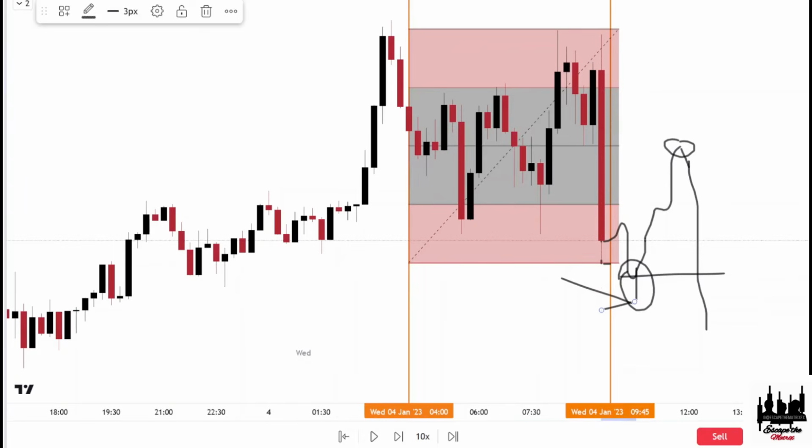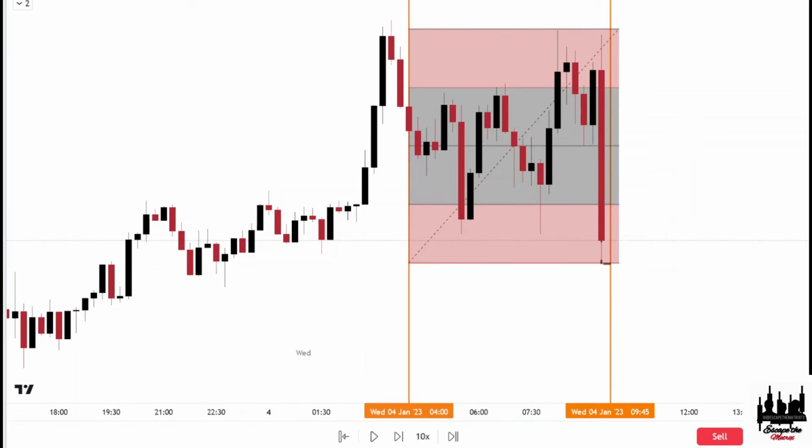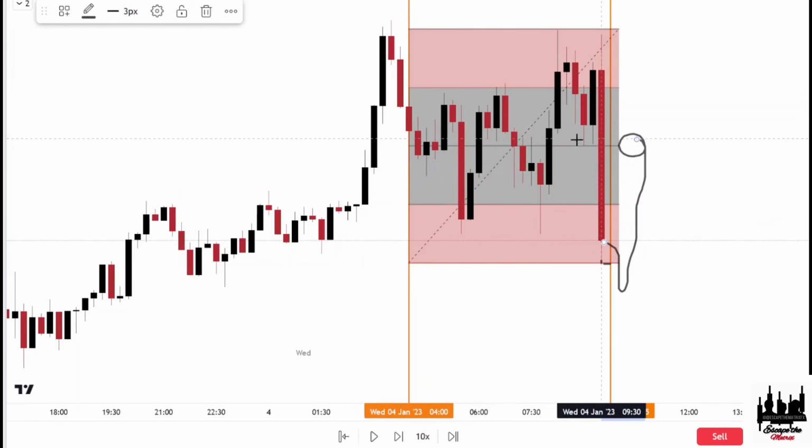Again, we need price to do what? Come back outside of the range, to come back in, to use the 50% mark. What is the 50% mark? The fair value. Price always wants to rebalance itself, to go back to the middle, to go back to where price was fair. Now, ideally, price should come up to our premium levels.